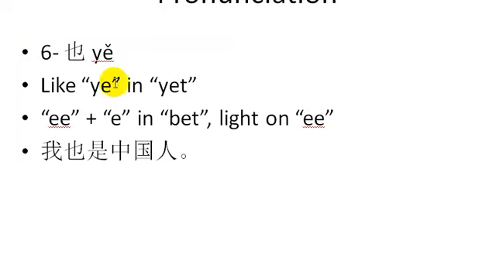All right, now we have 年 (nián), year. Now, this year is like the year in yet. Year. Just take the T out. Year. Year.